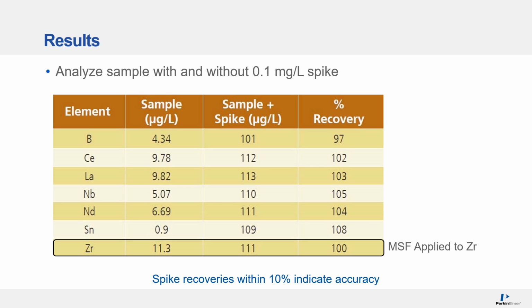In this table, you can see the results for the 7 elements that were analysed for in this simulated still sample. You can see the sample concentration, the sample plus spike concentration, and the recovery. In this case, the spike was all at 100 ppb. The only element that used an MSF correction was zirconium, and you can see that spike recoveries were within 10% for all elements.